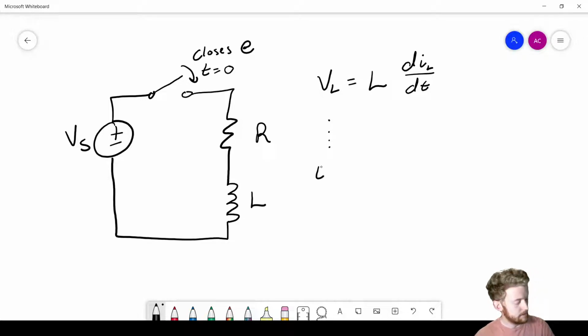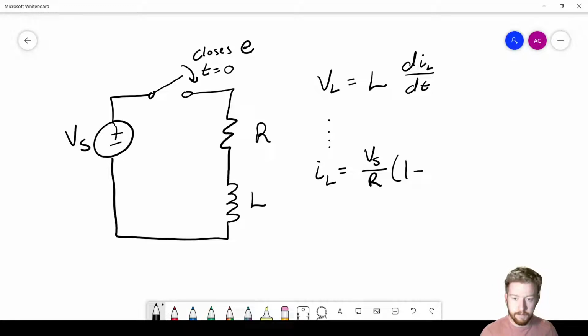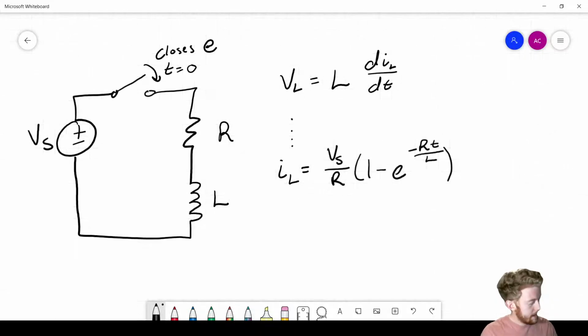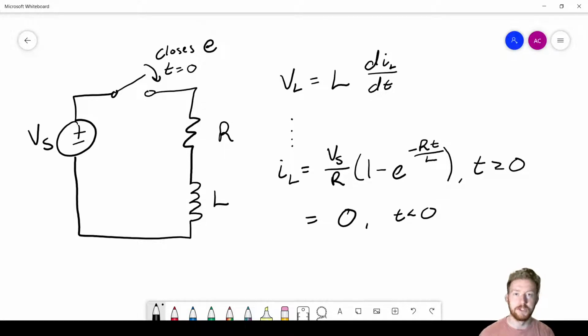So the current through this inductor is equal to Vs divided by R, times (1 minus e to the negative Rt over L). And this is for time t greater than or equal to 0. So after that switch is closed, this is the current through the inductor. Before, whenever that switch is open, there's no current flowing because it's just an open circuit, so we'll say it's 0 before that switch closes.